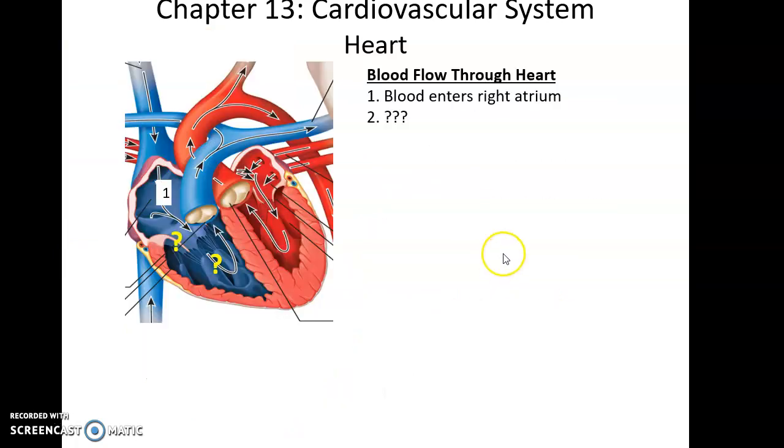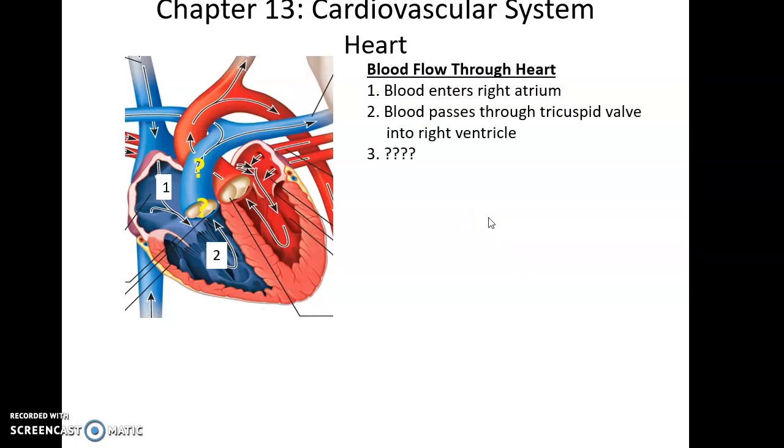All right, so blood flow through the heart again. As I go through it, see if you can remember the steps. So here is the deoxygenated blood arriving in the right atrium. Blood passes through, and hopefully you said, the tricuspid valve and enters the right ventricle.